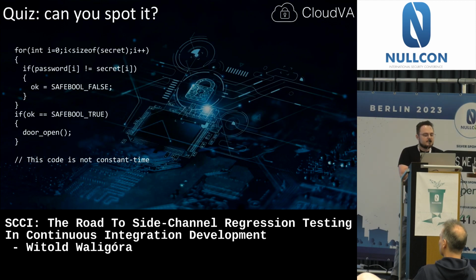So here's a little quiz. This is a loop. Basically, it's a simple password check. And this code is not constant time, but it's not obvious why. Have a look at that for a moment. Obviously, we execute the same number of iterations every time because we iterate over the size of secret, which is constant, but it's still not constant time.